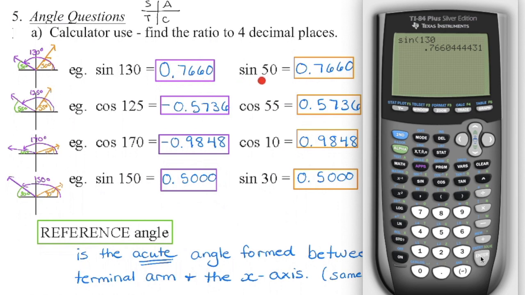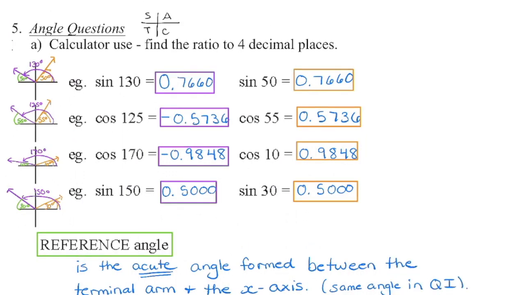Now, if I do this one over here, the sine of 50, you're going to notice we end up getting the same ratio. So in this case, sine of 130, I know this is 0, this is 90, this is 180. So I know that 130 degrees is going to be between 90 and 180, so we're going to be approximately there. If I rotate from here to here, that's 130 degrees. I have a 50-degree angle. 130 plus 50 gives me that 180 degree straight angle.